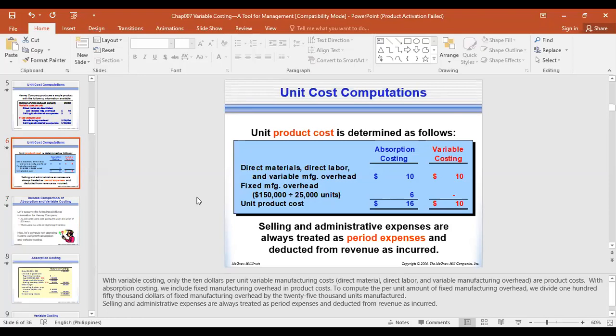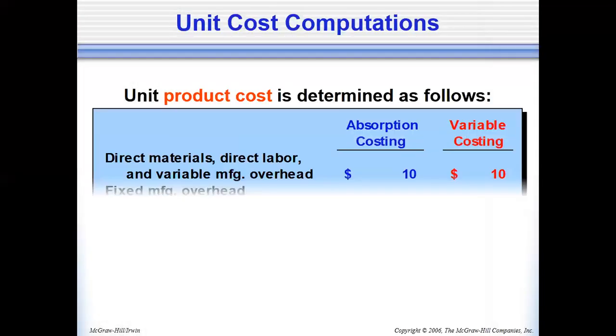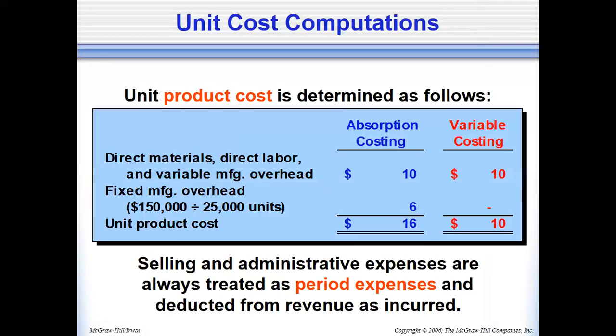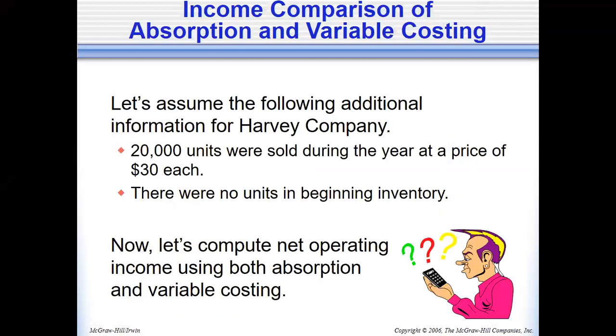That would be revenues or income minus expenses. So selling and administrative expenses, whether variable or fixed, will always be treated as period expenses. And by the way, period expenses are expenses that would benefit only one accounting period, hence period. They are non-inventoriable costs.